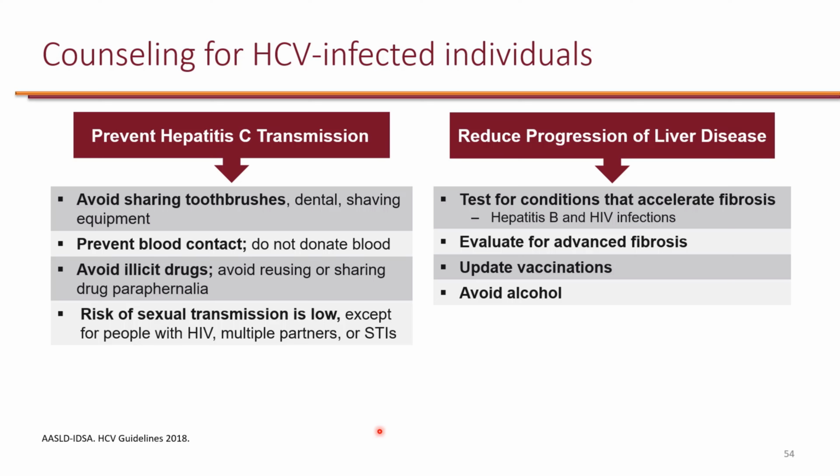We can also educate the patient on ways to reduce progression of liver disease. If the patient has multiple infections that can affect the liver, it will actually accelerate fibrosis. Hepatitis B and HIV can also affect the liver, as they cause inflammation in the liver. So it's important to test for those conditions and receive treatment. It's important for the patient to be evaluated for advanced fibrosis, as well as to update their vaccinations, especially for hepatitis A and hepatitis B vaccines. And of course, it's important to emphasize the importance of avoiding alcohol to the patients.